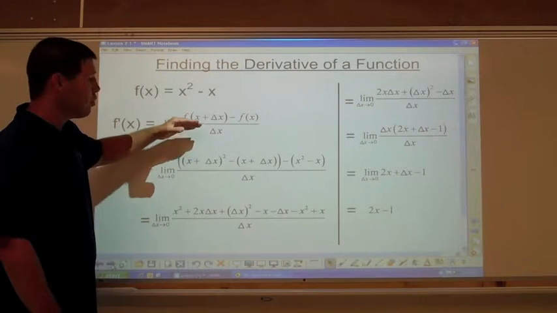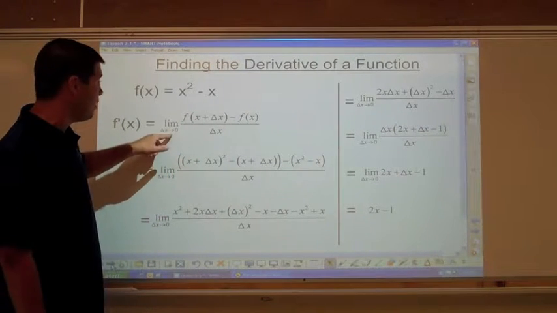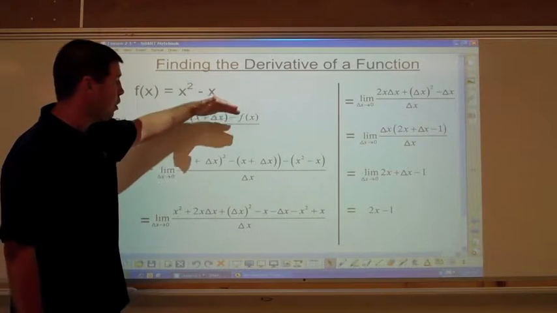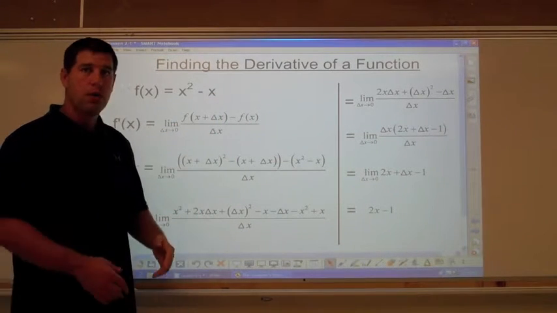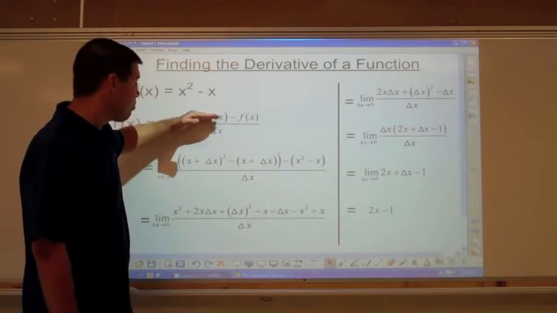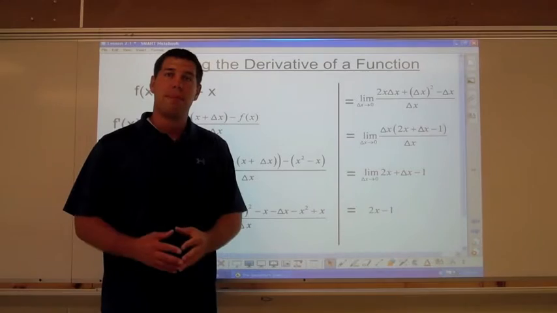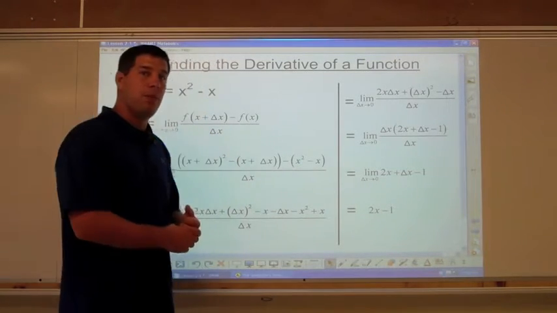If I plug in, just real quick, if you plug in 0 here, direct substitution, f of x plus 0 is f of x, minus f of x goes to 0 over 0. You have your indeterminate form, so that's why we have to go through this. That's why we have to simplify this in order to be able to use direct substitution to get something that would be equivalent.